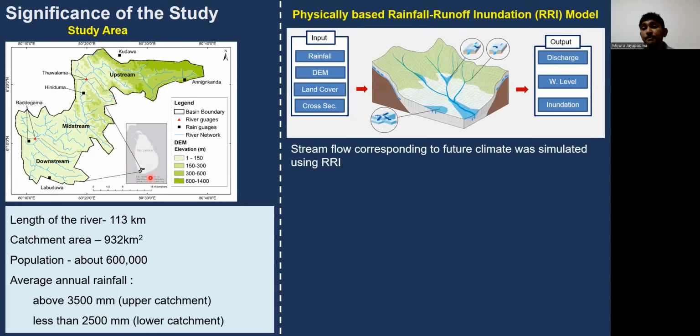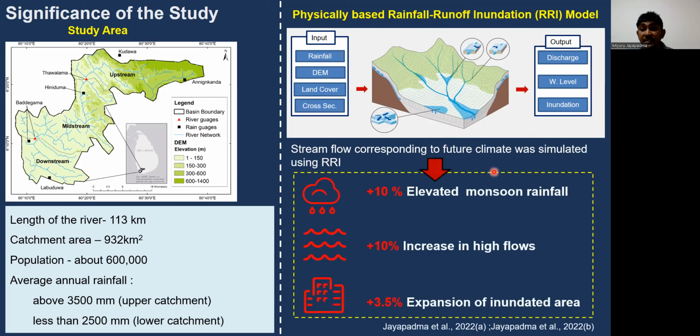And from a previous study I conducted in this river basin, I developed a flood model using the physically based rainfall runoff inundation model, which is also known as RRI model. And I developed a flood model that simulated the future river flow, including the flood flow and the inundation area corresponding to future climate change scenarios.